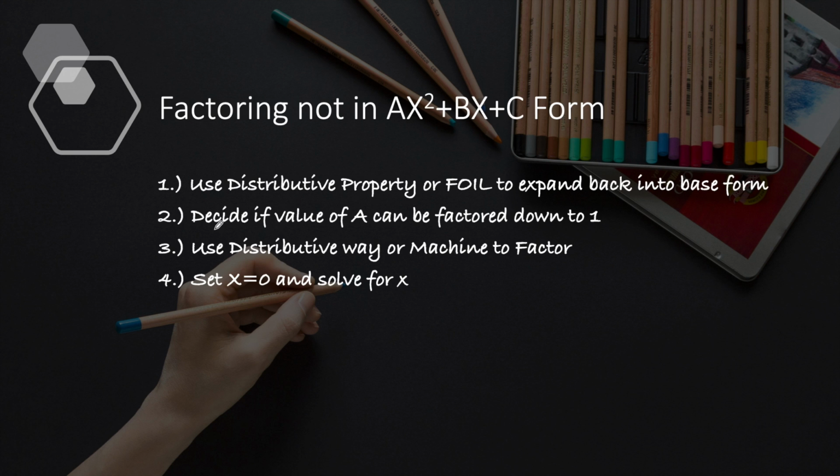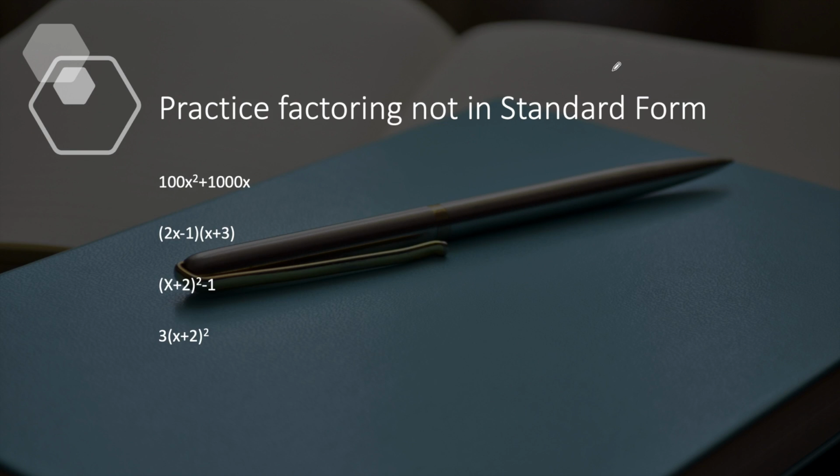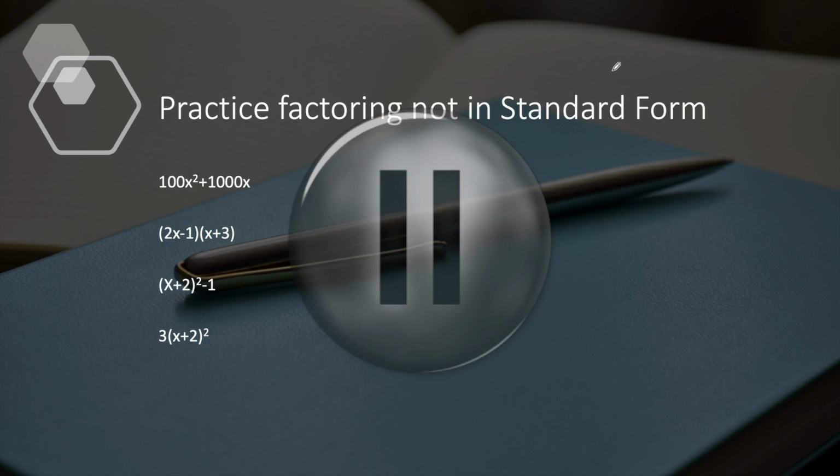Our second step is decide if the value of a can be factored down to 1. Our third step is use the distributive way or machine to go ahead and factor. And our last step is to set equal to 0 and solve for x. Okay, let's practice factoring not in standard form. I want you guys to go ahead and factor these 4 equations. Feel free to pause and resume when you have your answers.